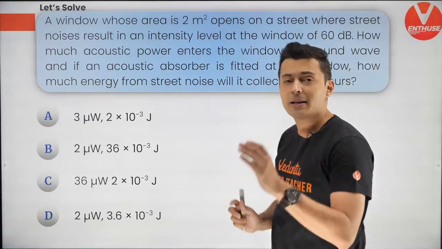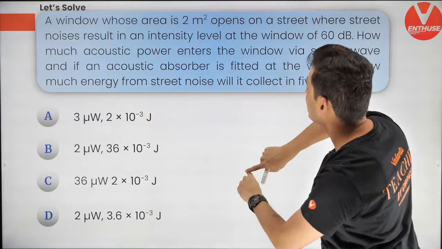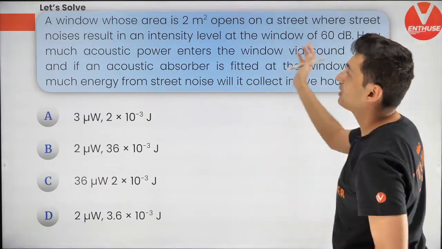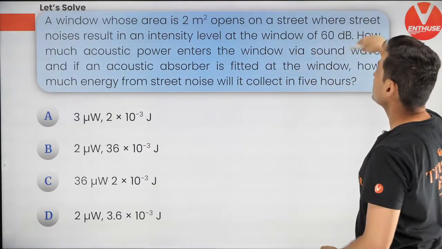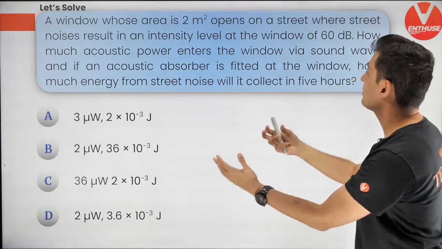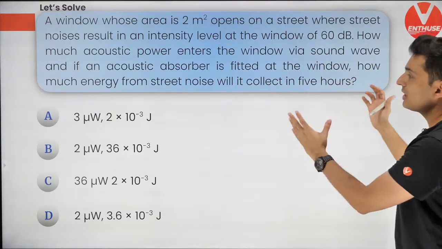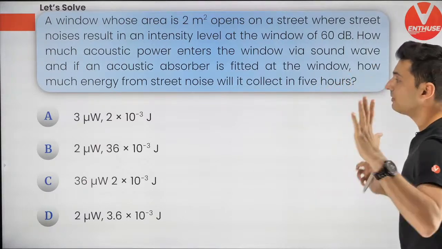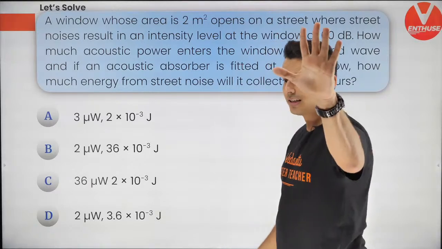Now this question also many people made mistakes. A window whose area is 2 meters square opens on a street where the street noises come inside with a loudness of 60 decibels. How much power enters the window via those sound waves and how much energy is collected in 5 hours?